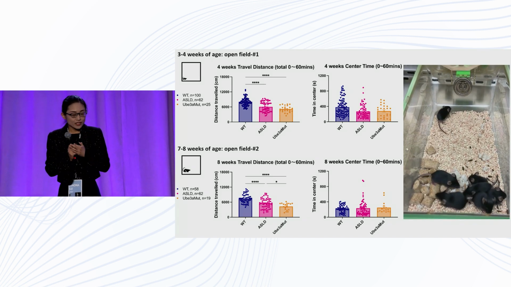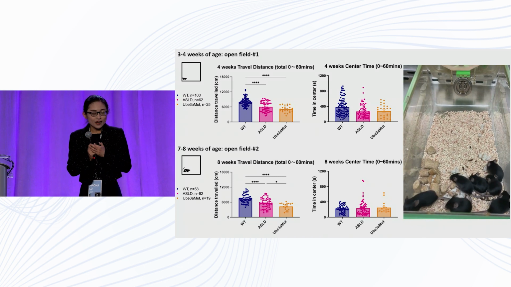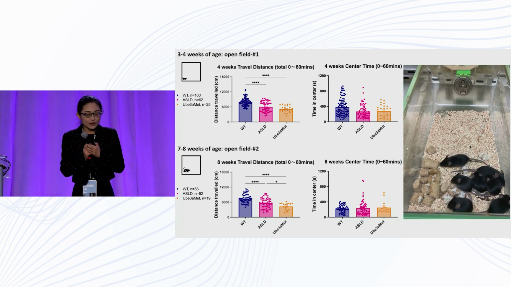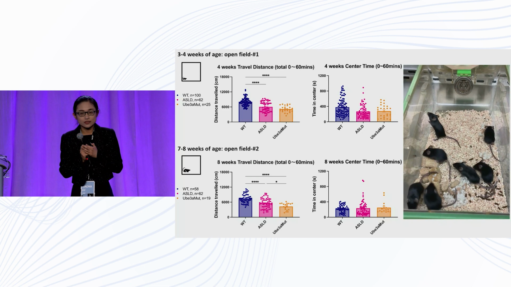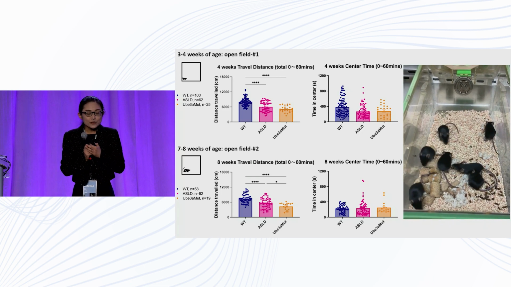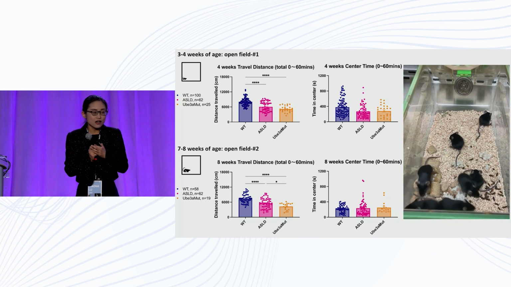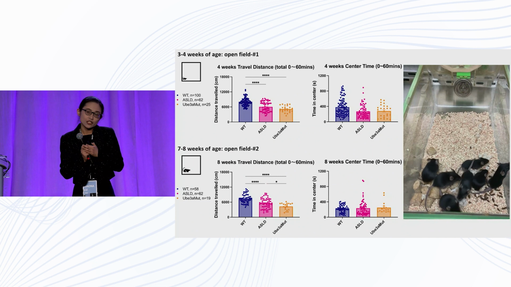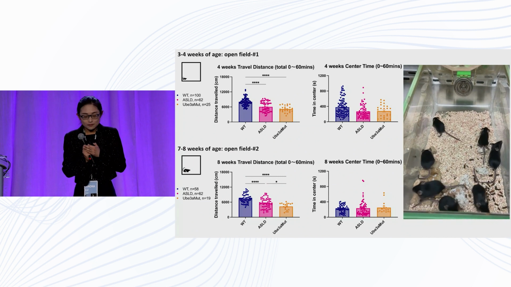In the open field tested at 3 to 4 weeks of age, both large deletion mice and the UBE3A mutant mice have reduced total travel distance in the 1-hour test, and the reduction of the 2 Angelman mice are quite similar. However, when we retest at 8 weeks, this shows the mutant mice reduce more total travel distance compared to the large deletion mice.